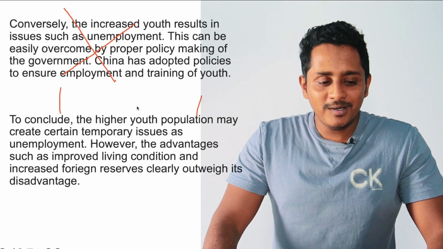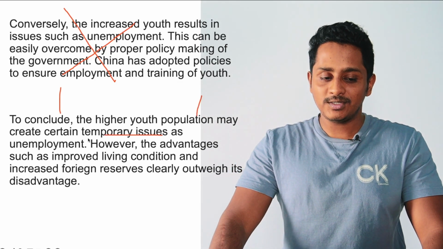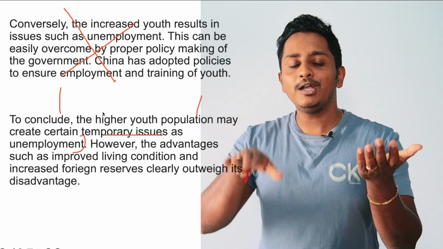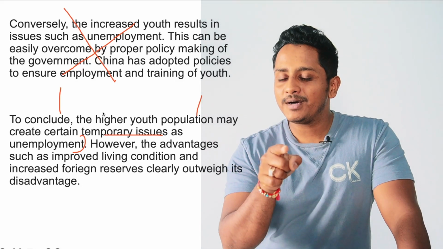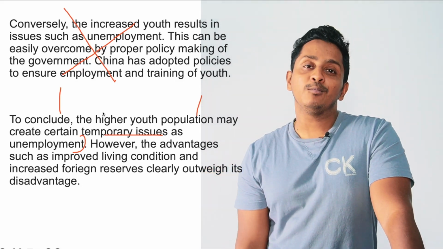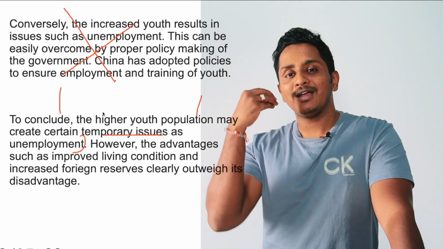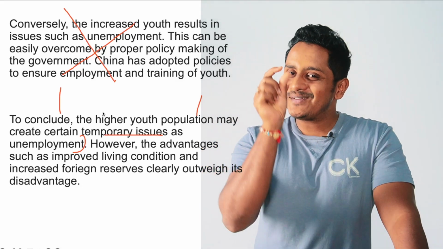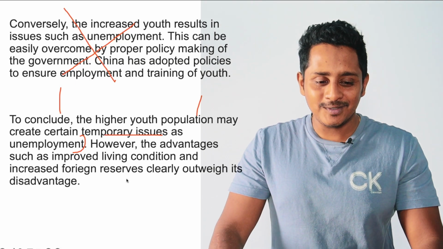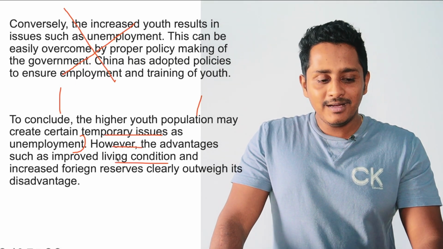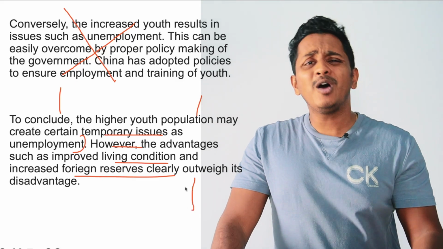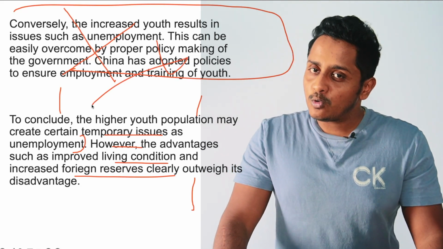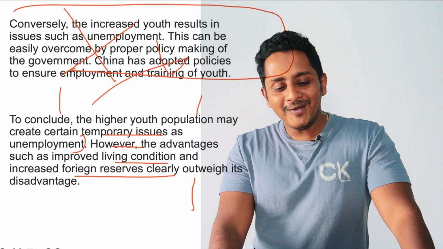To conclude, higher youth population may create temporary issues such as unemployment. The question is not about higher youth population. The question is about higher youth and lower old. Remember, 90% of the people write advantages of having more youth. The question is not about advantages of having youth. The question is about advantages of having more youth over old. Remember, this is the subtlety involved in the task response. However, the advantages such as improved living condition and increased foreign reserves clearly outweigh, how? Where did you write? Here you need to write a few things which are not there. So overall this will be 6.5. Hope you are getting it.